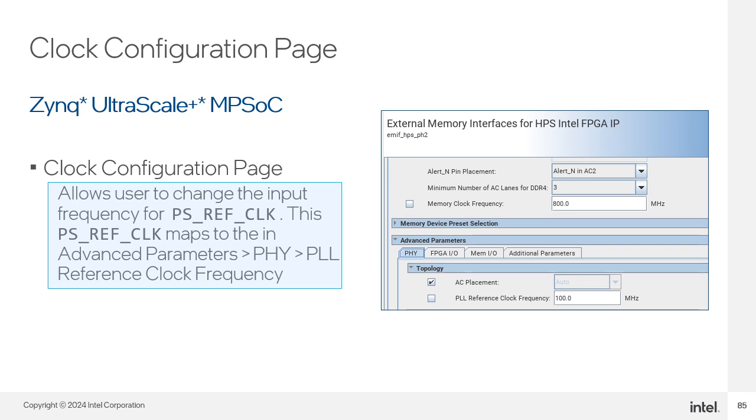The PS reference clock is used for booting the system. It is also the default clock source for system PLLs. The frequency of the PS reference clock determines the actual frequency that can be achieved by the PS DDR memory IP. In Intel Agilex 5 FPGA HPS EMIF, we have a dedicated PLL reference clock for the HPS EMIF. Its frequency can be set at the PHY tab in the Advanced Parameters section.